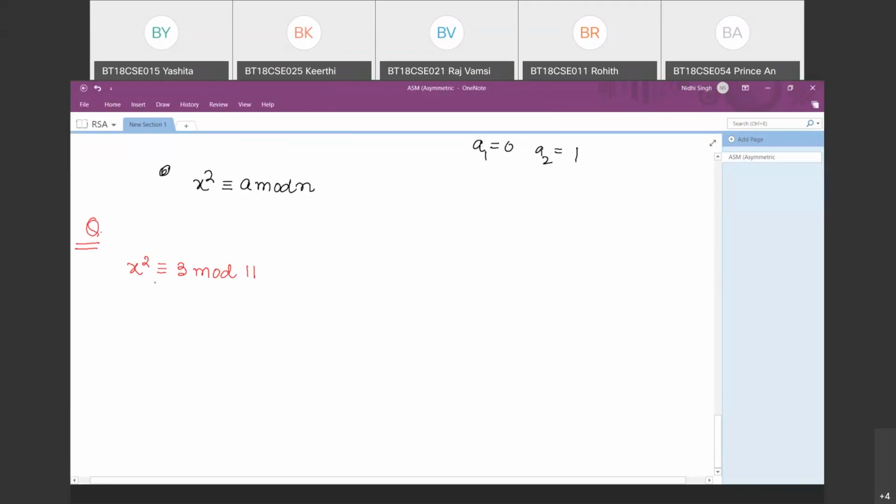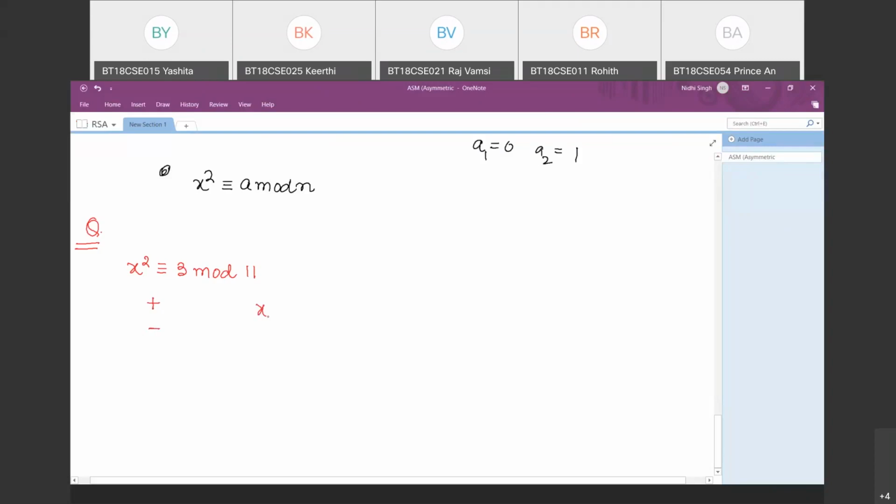Okay. You can analyze this part: if you take the square root here, then there will be two possible answers. One possible answer is the plus value, and the second one is the negative value. That we have to take care of. So there are two solutions. And how can we find out the solution? x square congruent to 3 mod 11.